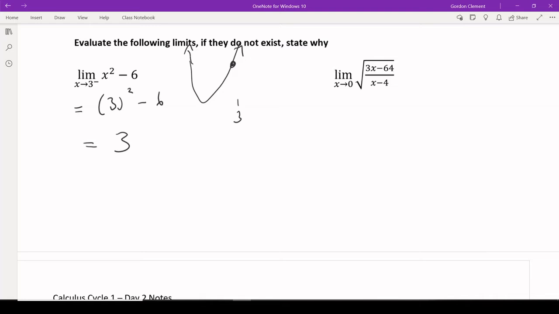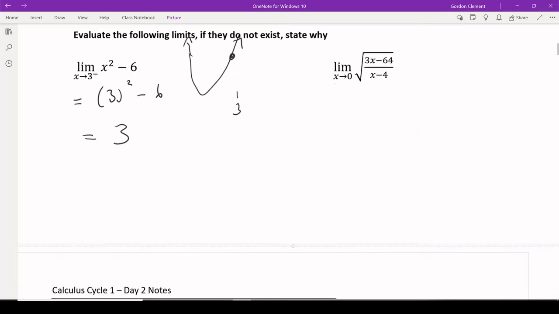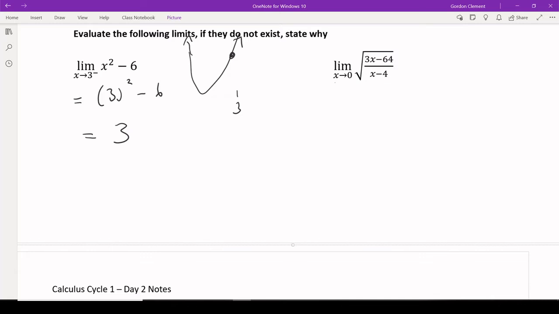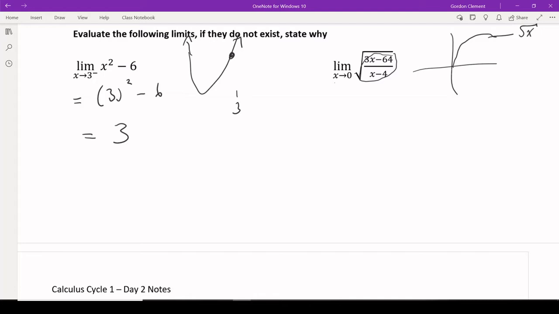What about this one over here? The limit as x approaches 0 of the square root of 3x minus 64 over x minus 4. Right, so in a square root function, only half of it's showing, so just regular square root, because you can't square root a negative. So at 0, is that going to be a problem for this particular square root function? Well, as x gets close to 0, what's all this stuff approach? That's the key thing here.